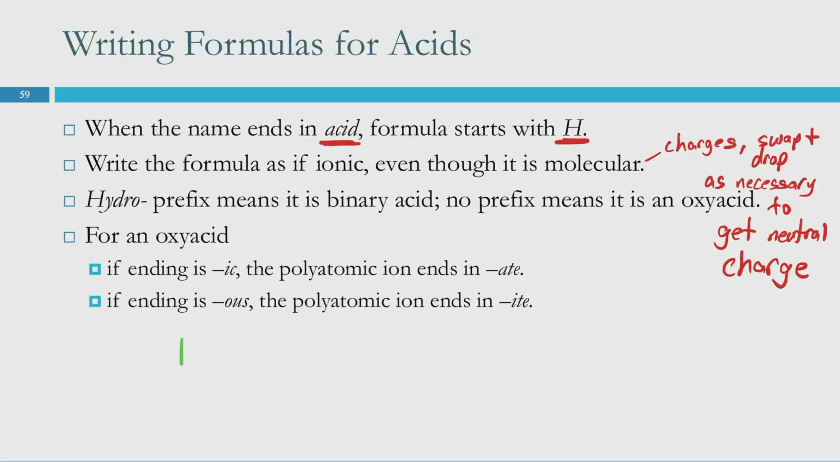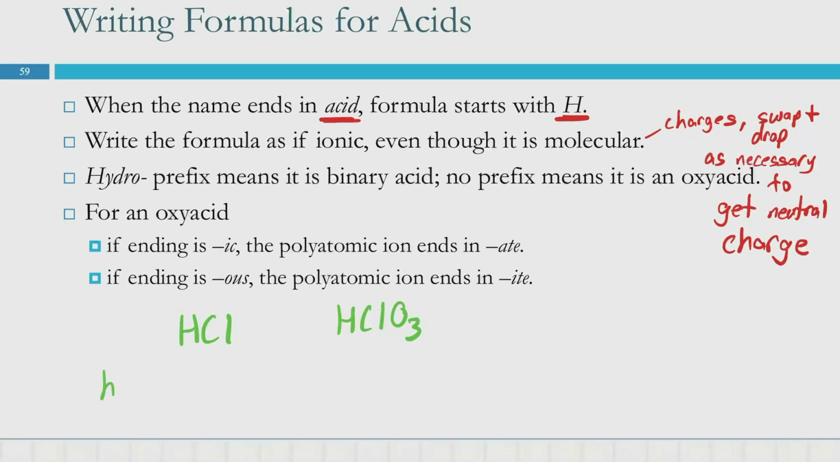How can we tell the difference between HCl, or what would we call HCl, and what would we call HClO3? HCl is a binary acid. So it's hydro, the base name of the nonmetal, change the ending to ic, add acid. What's HClO3? ClO3 minus is chlorate. The ate ending gets turned into ic, and we add acid at the end.